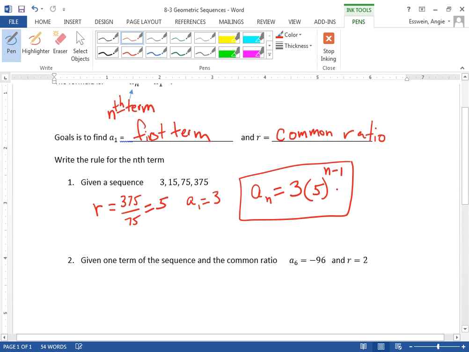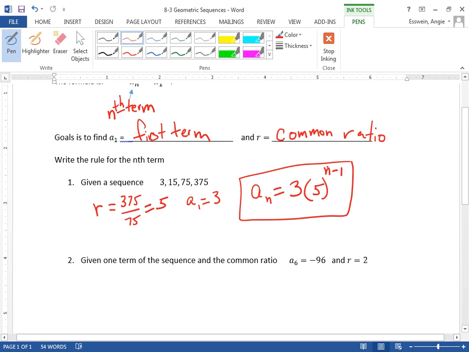So let's see why it's to the n minus 1. If you want the first term, what does the exponent become? n minus 1 is 0, right? And so do you see how this just goes away? 5 to the 0 power is just 1. And so you're left with your first term. When you plug in n is 1, this times 5 becomes times 1, and we just get the first term.